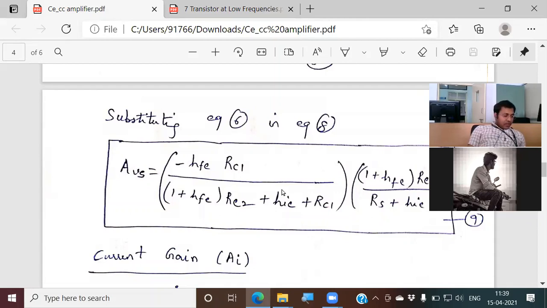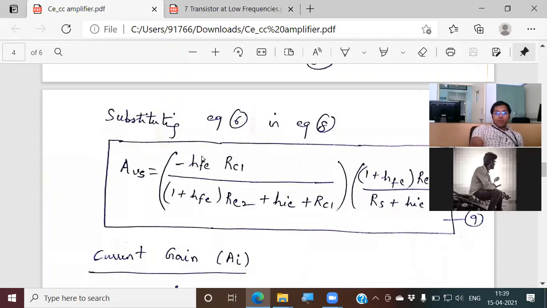154.4. Yes. Okay. Just a minute, let me check the answer. Is it plus 154 or minus 154? Minus. Yes. Okay. Please note that all these HFE, RC1, all are positive values. There is a minus sign, so obviously gain will be negative. The exact answer, please compare. It is minus 154.4.